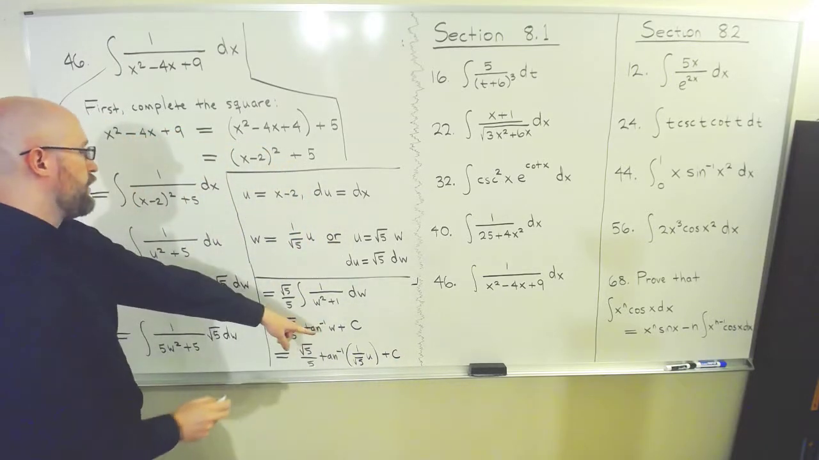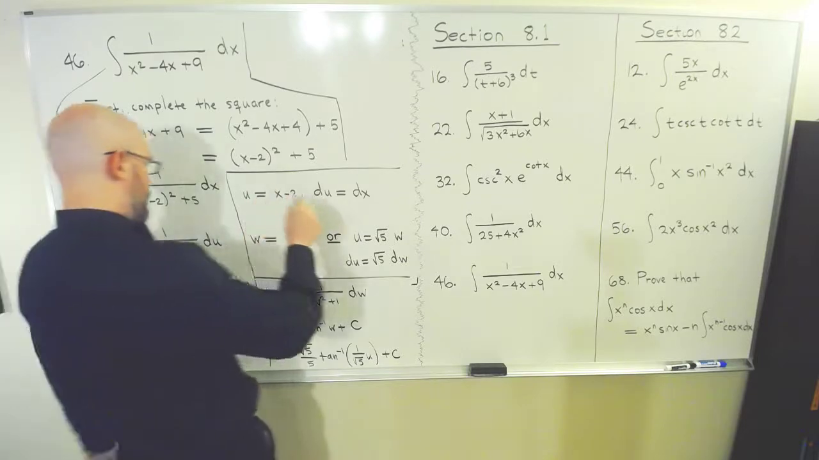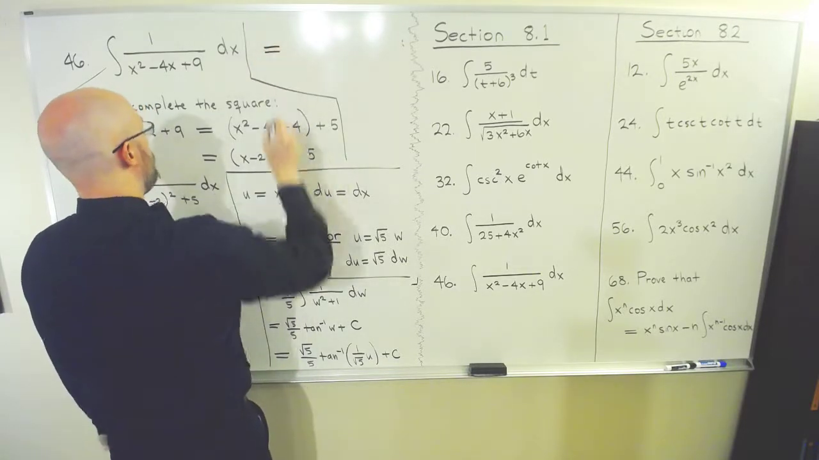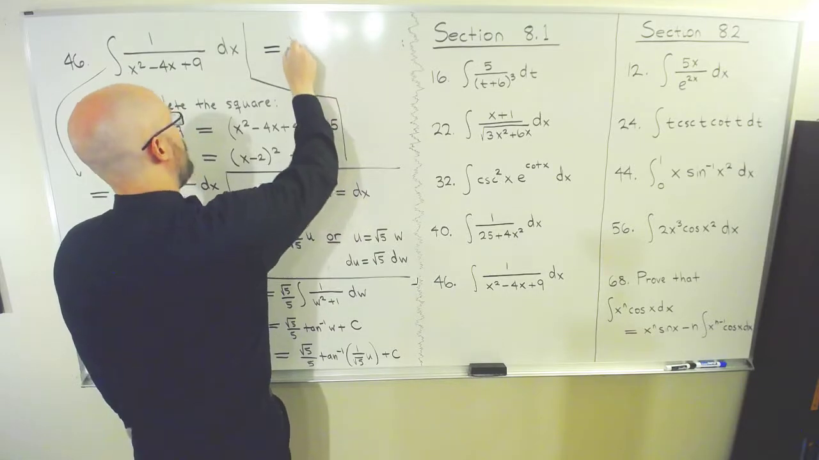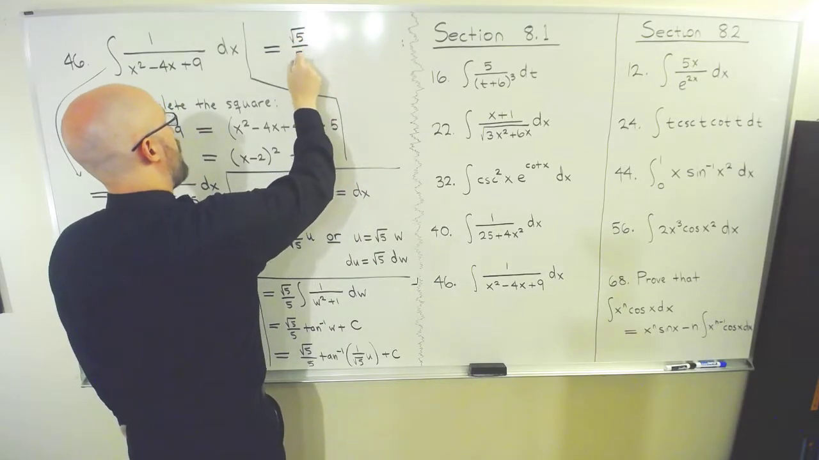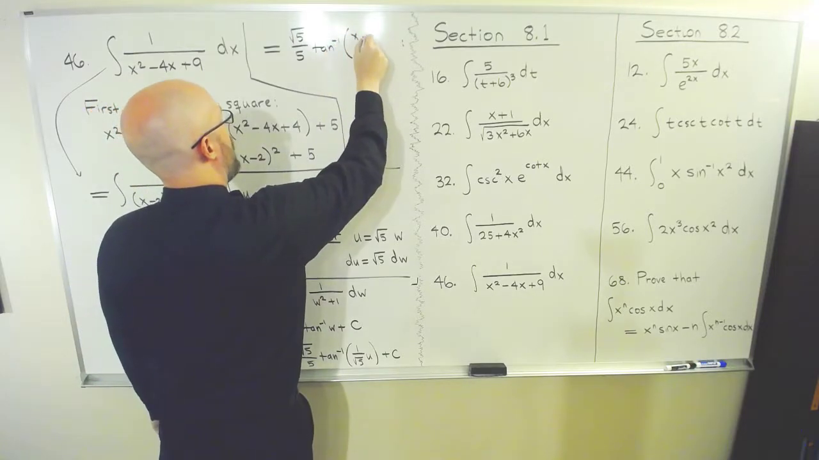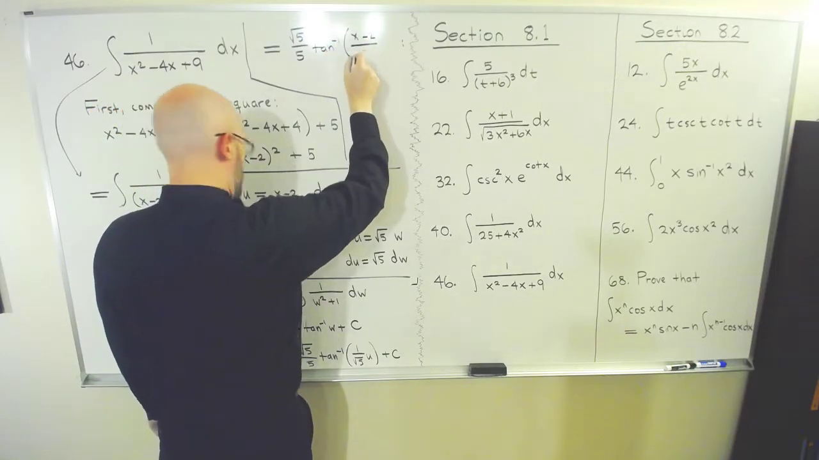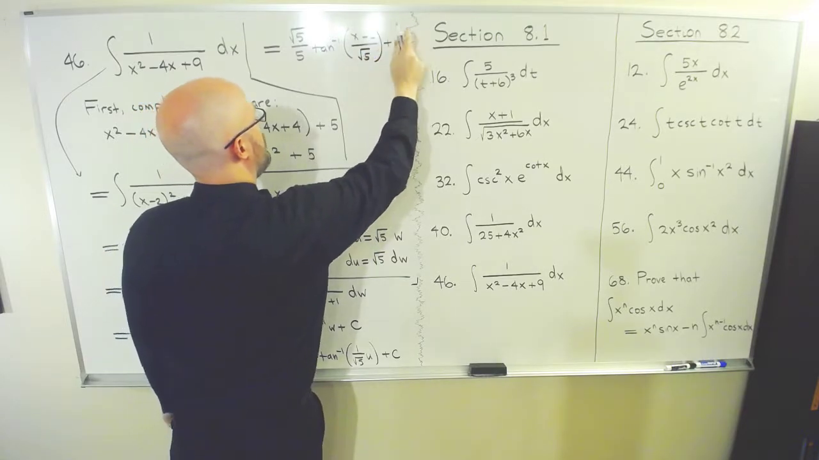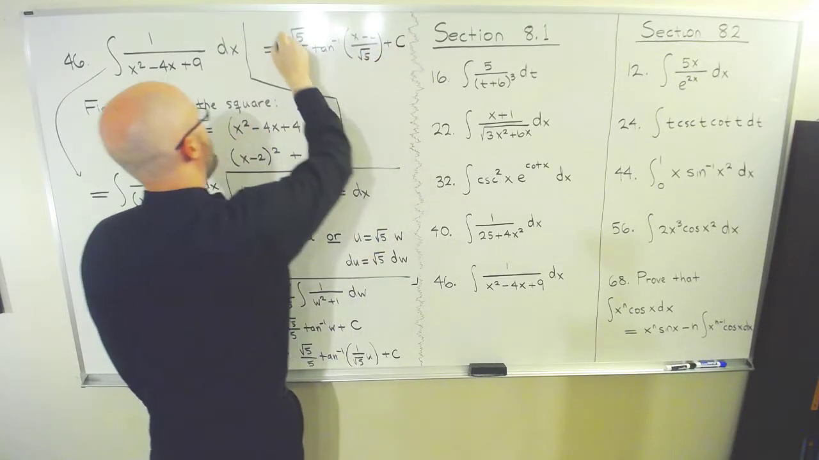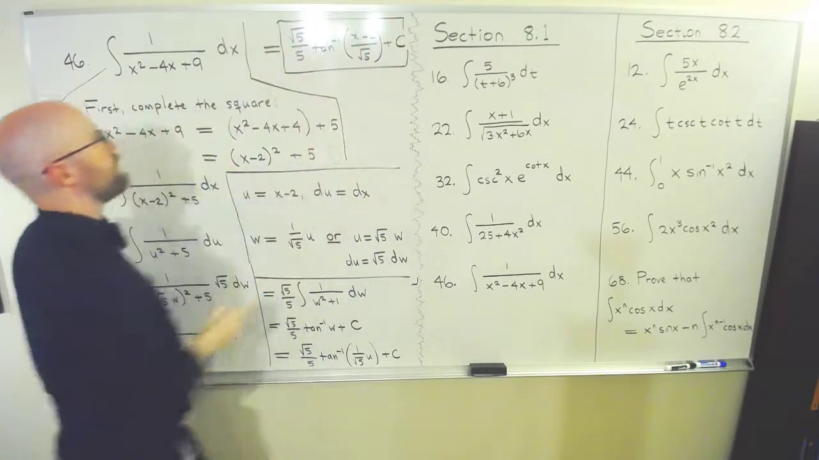And then finally I can go back and look at what u was. u was x minus 2. So what my answer is going to be finally at the end of the day is square root of 5 over 5, inverse tangent, (x minus 2) over square root of 5, plus c. And that's the answer.